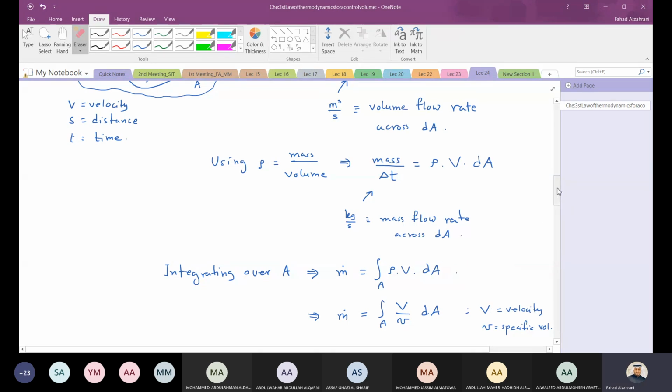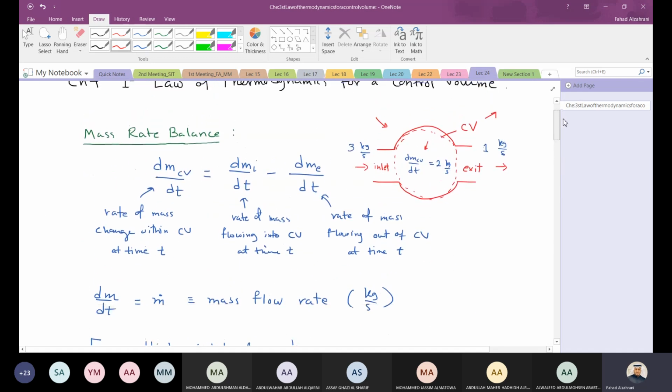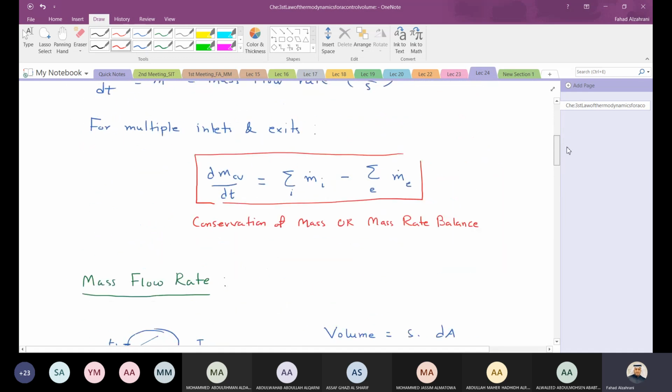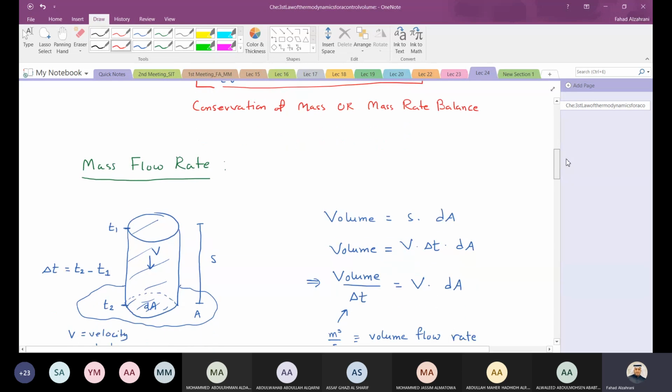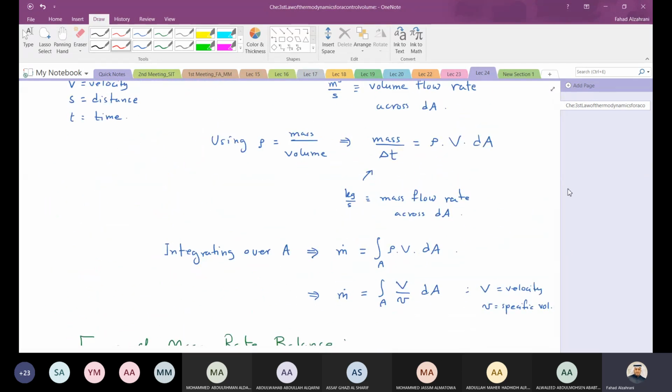If you wait just a few minutes, I will talk about the assumptions we have. Hopefully this will make it more clear. بس كنت بقول انه so far we talked about the mass rate balance, which is the conservation of mass, and then we derived an equation to evaluate the mass flow rate, which is the integral of velocity over specific volume times the area.